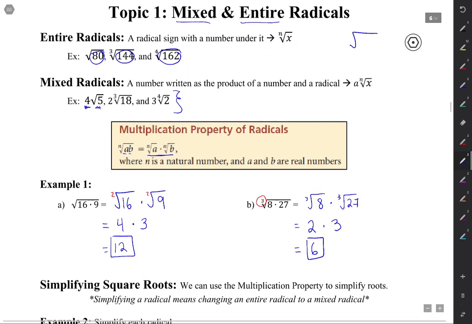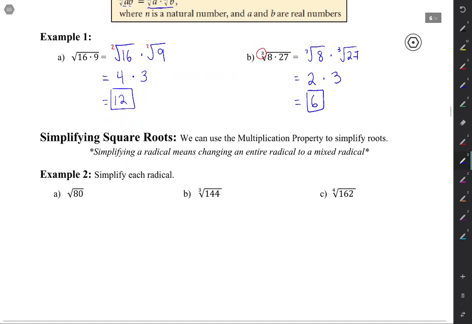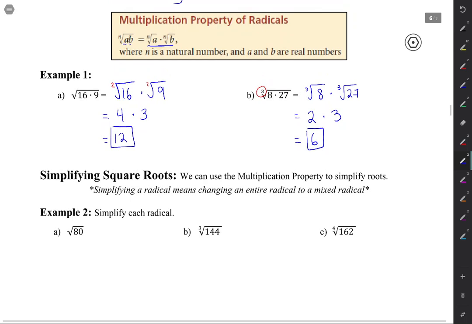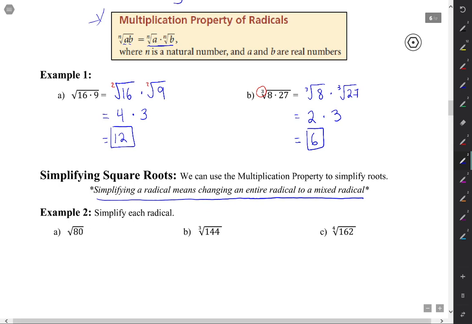So now let's look at simplifying square roots. We can use this property we just learned up here, this multiplication property of radicals, to simplify roots. Simplifying a radical means changing it from an entire radical to a mixed radical. So when we're simplifying, we want to get it to a mixed radical.